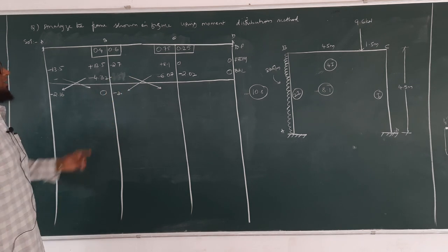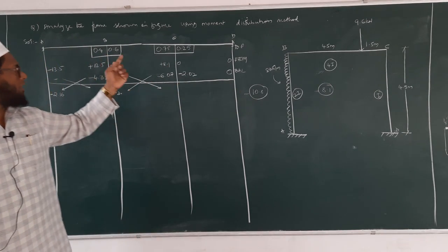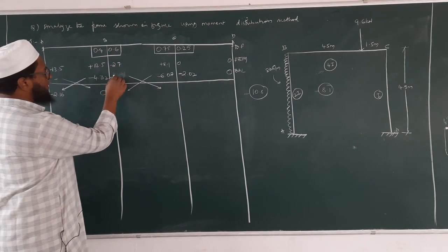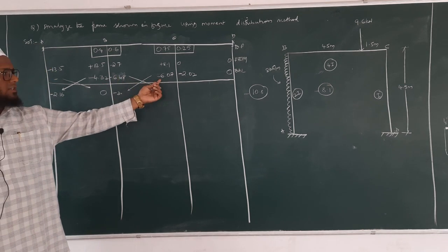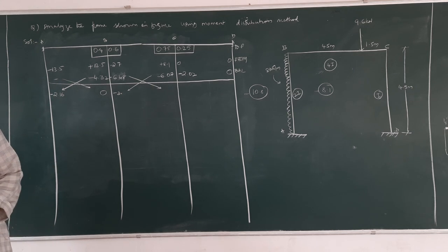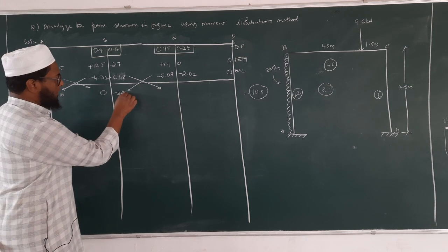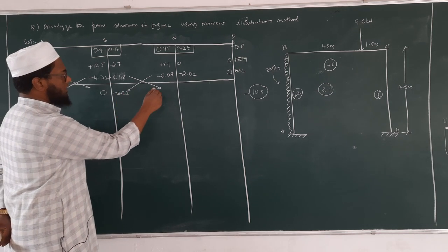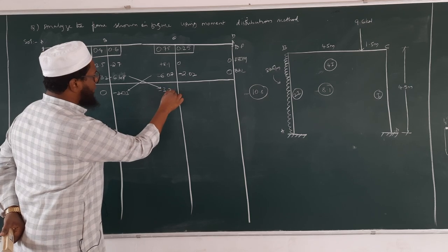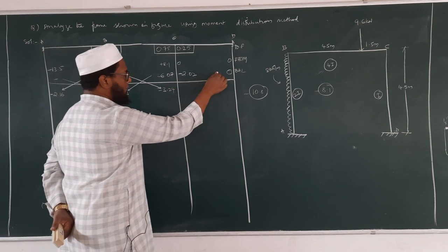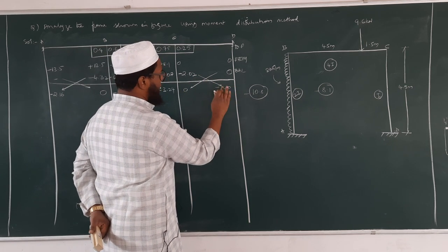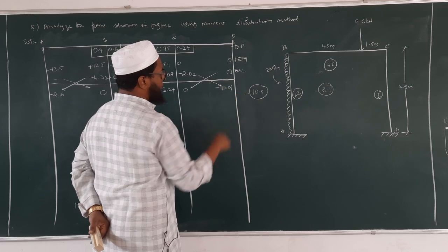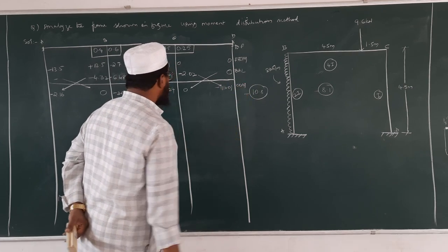So how did we get this one? 10.8 into 0.6 is how much? 6.48. Okay. Now tell me this value. 6.07 divided by 2 is how much? 3.03. This is minus 3.03 and minus 3.24. What about here? 0 and minus 1.01. This is the carryover moment, right?